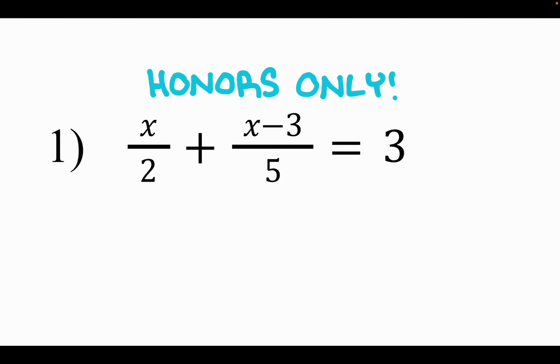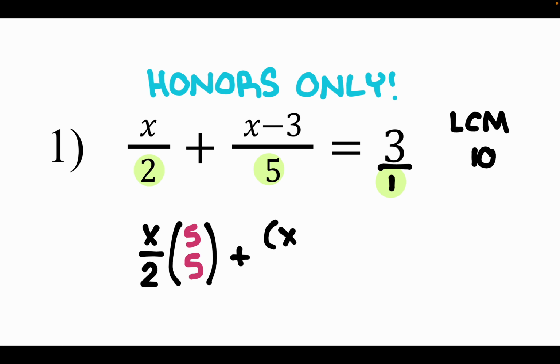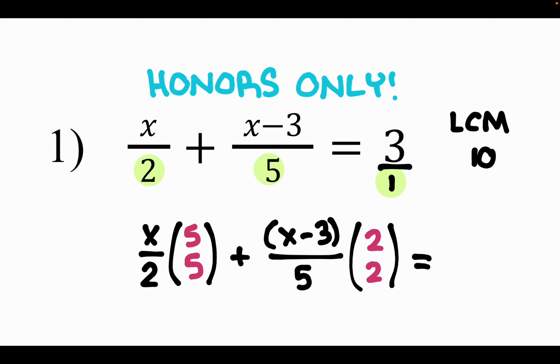So to get 10 when the denominator is 2, I would multiply by 5 in the denominator and the numerator. So remember, whatever you do to the bottom, you have to do to the top. Then my next fraction, remember that x minus 3 is a group over 5. And to get 10 in the denominator, I would have to multiply 5 by 2. And my last is 3 over 1, which I would have to multiply by 10.